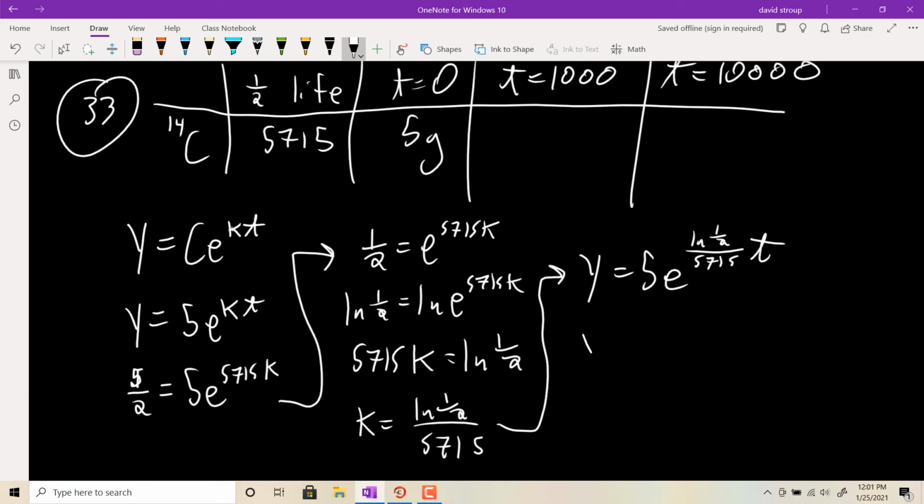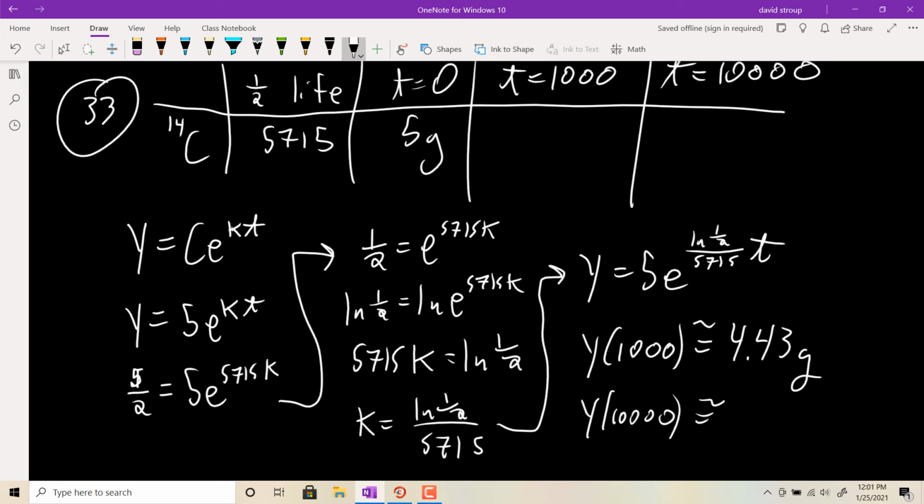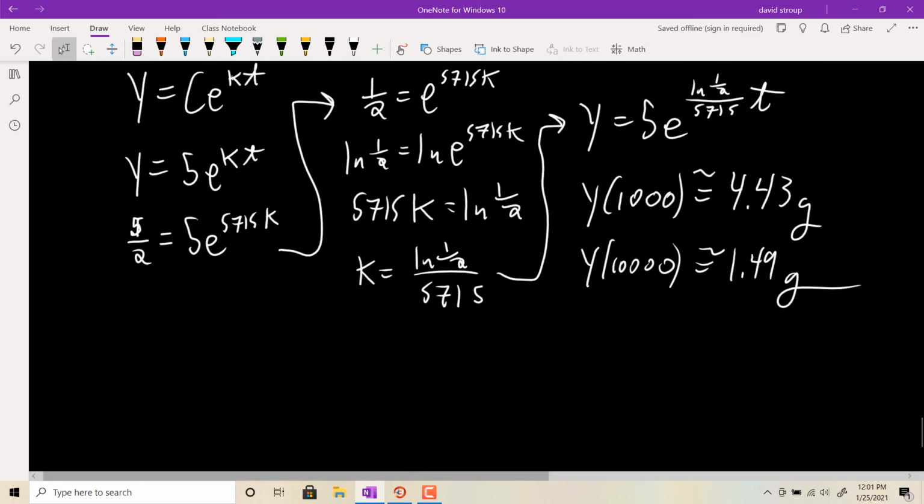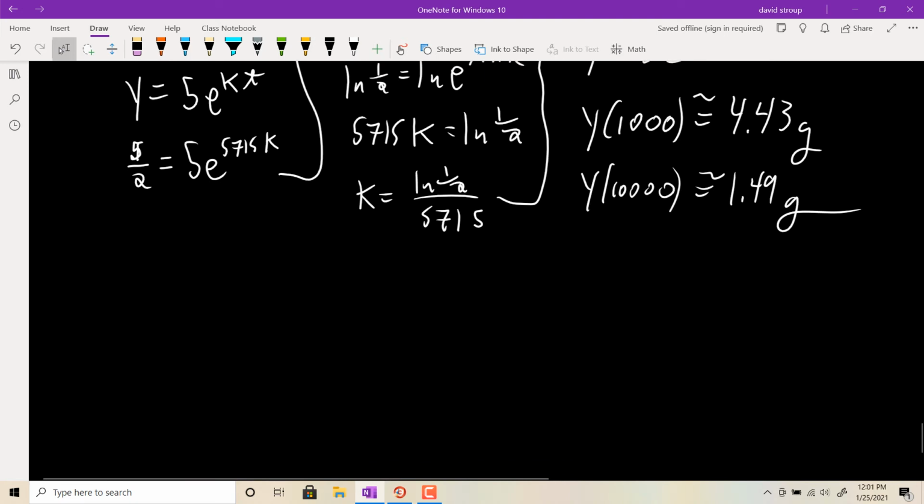Okay, so you go to your calculator, plug in 1,000 for t, and I got 4.43 grams to 2 decimals. And then plug in 10,000, and I got 1.49 grams. Okay, so be able to do variations of those problems for exponential decay.